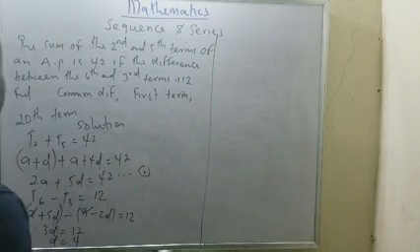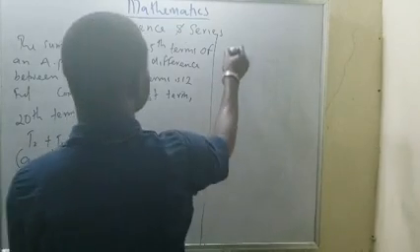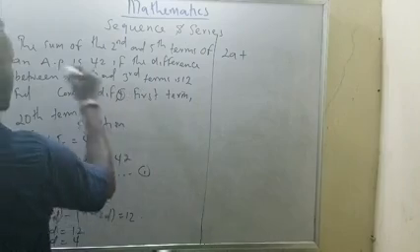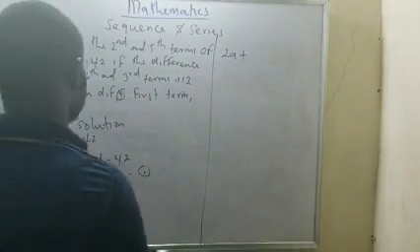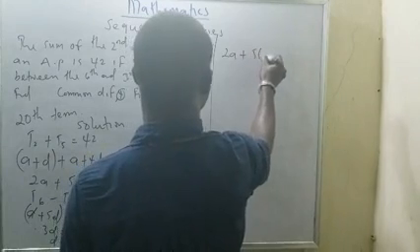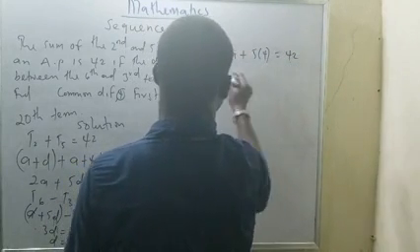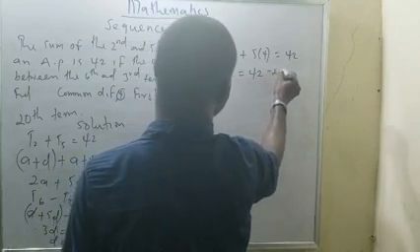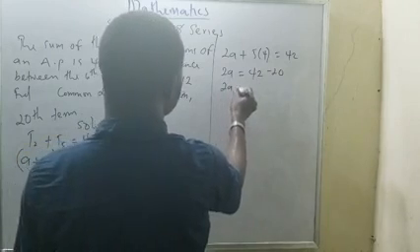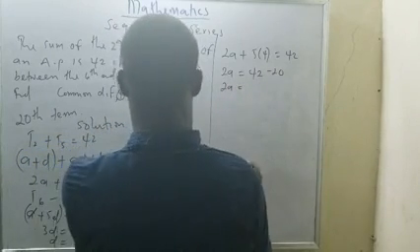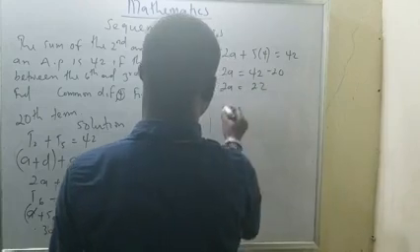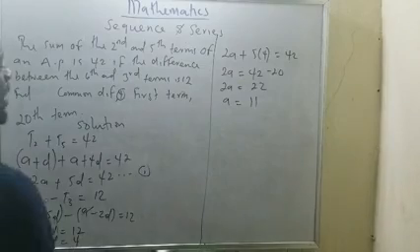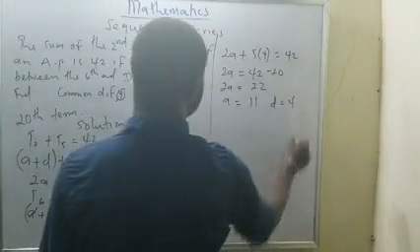Since my d is equal to 4, I can now move on. I have 2a plus 5 bracket of 4 equals 42. 2a equals 42 minus 20, which is 2a equals 22. Now, my a equals 11. It means my a is equal to 11 and my d equals 4.